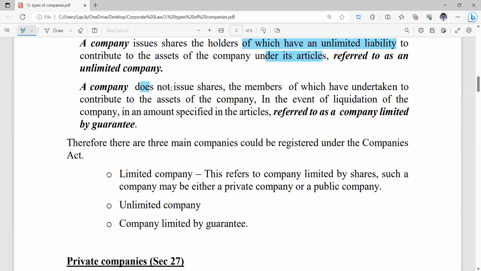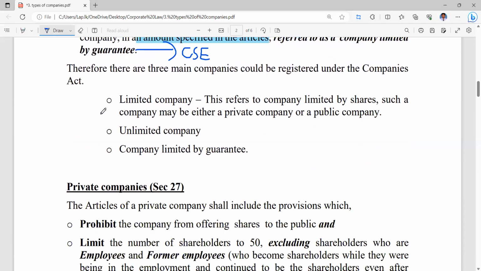A company does not issue shares. The members undertake to contribute to the assets of the company in the event of liquidation, with each amount specified in the articles of association or the constitution, which is called a company limited by guarantee. The Colombo Stock Exchange is the best example of a company limited by guarantee. So with that, we can move further.